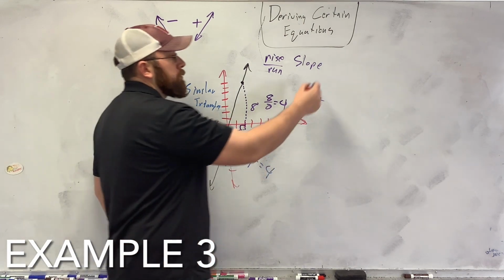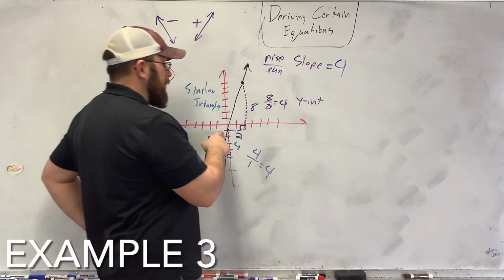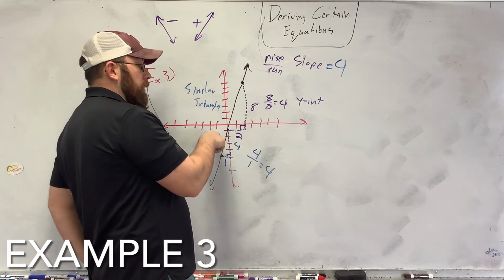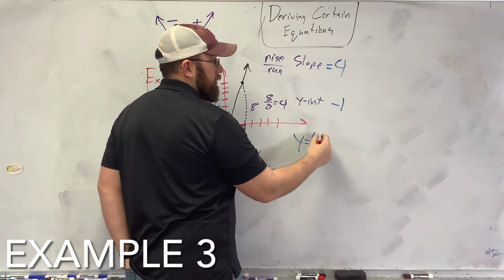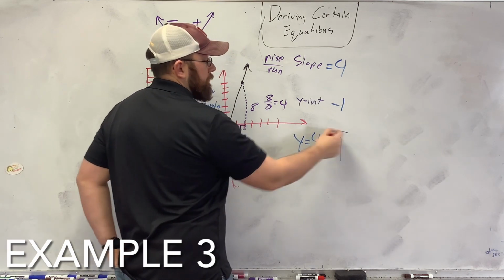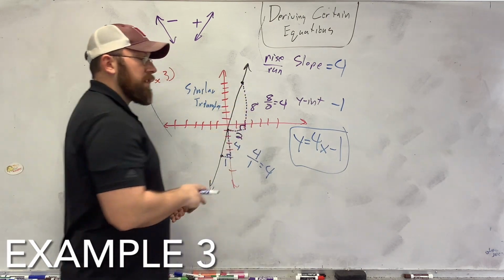So I have my slope now, which is 4. My y-intercept is where this black line crosses the red one, at -1. Now I just add all that into my slope-intercept form, and that is the equation of this line.